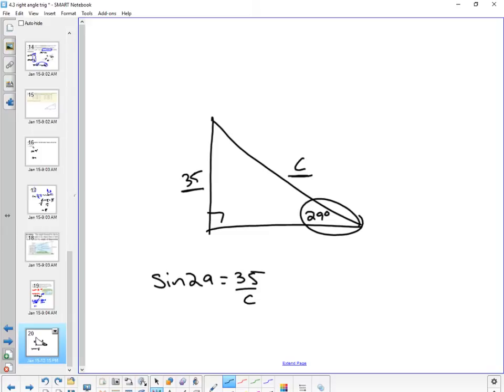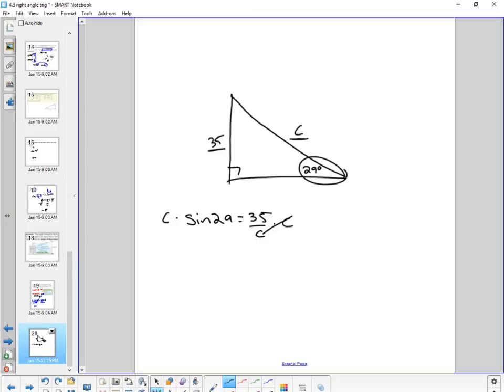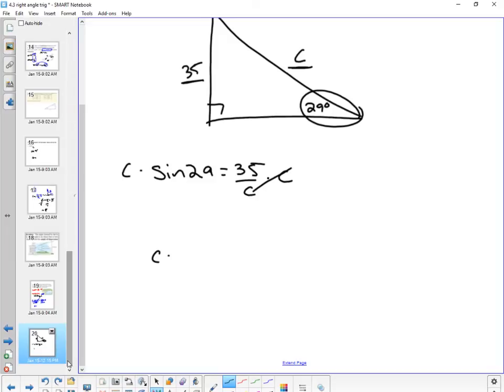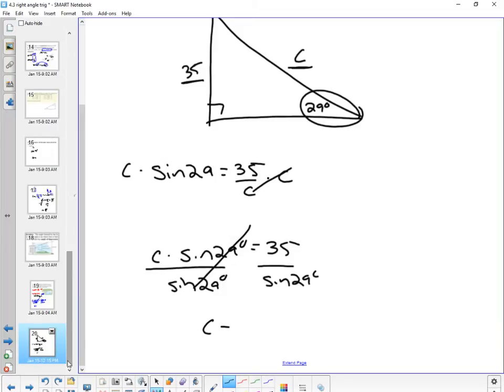You see what happened? That's the same scenario as before. I'm going to multiply both sides by C. So I've got C times the sine of 29 degrees is equal to 35. And then I'm going to divide both sides by sine of 29 degrees. So C equals 35 over sine 29.